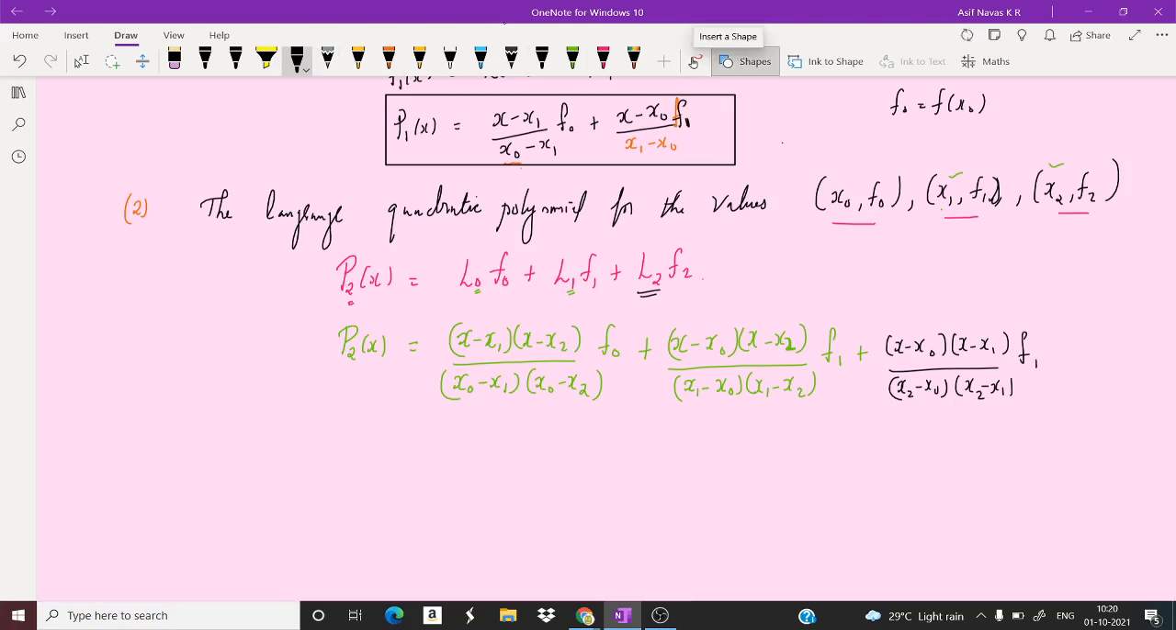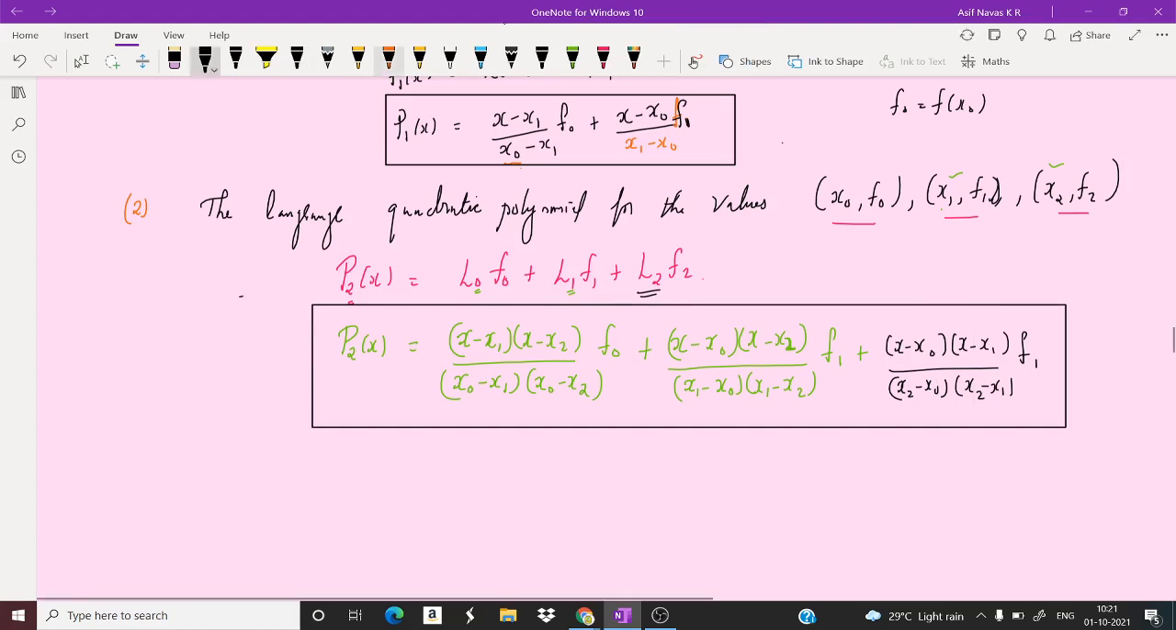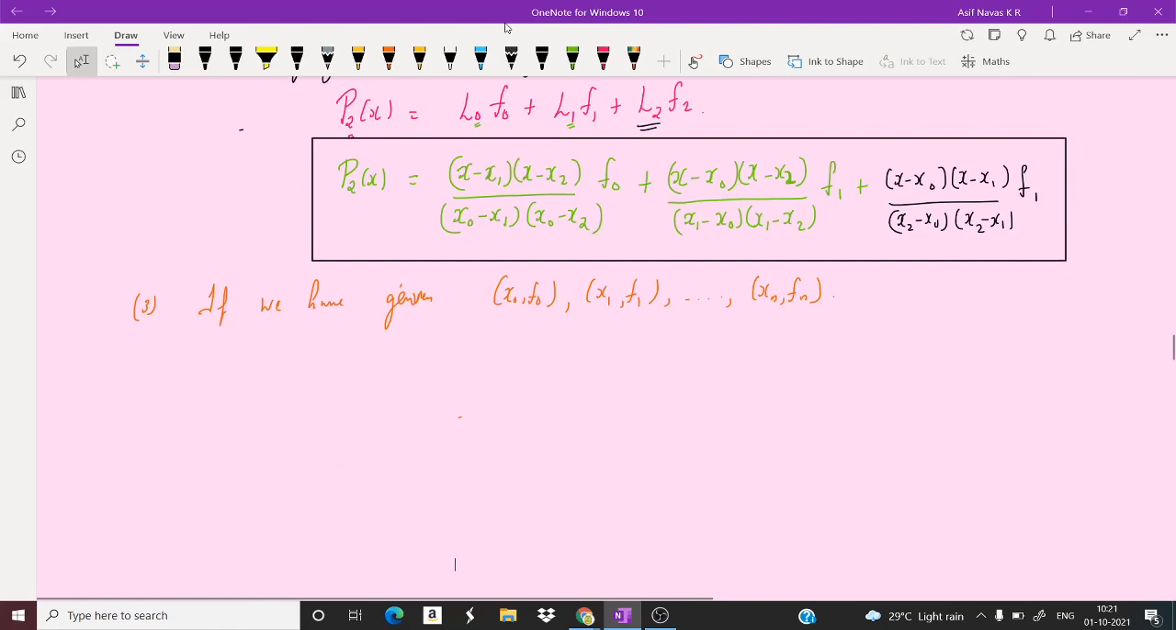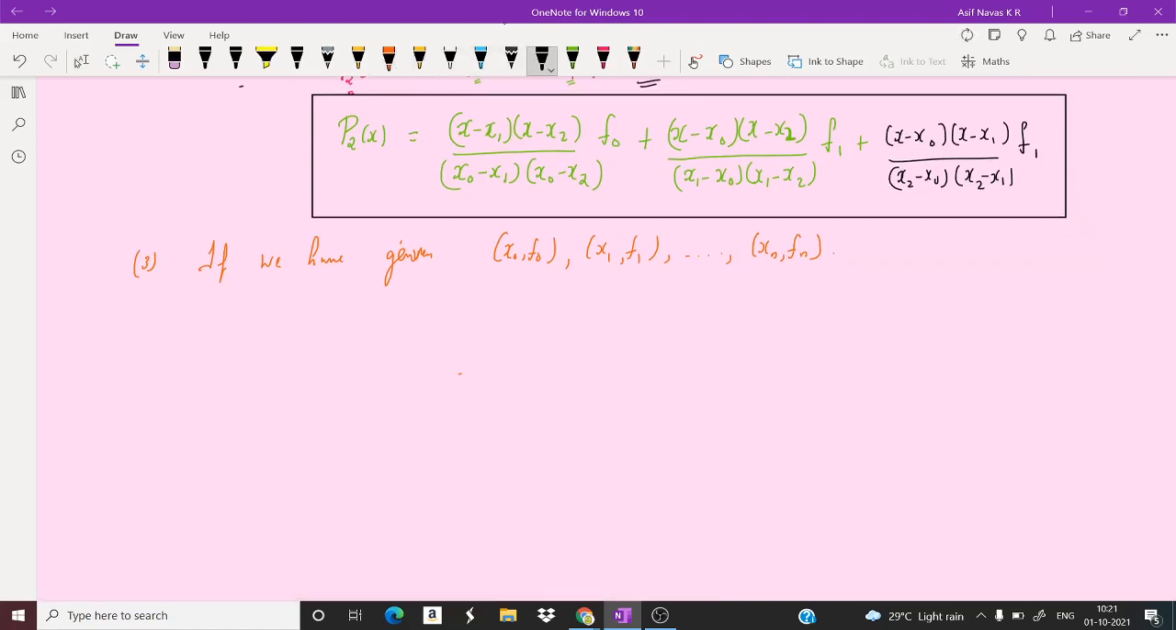So now we can generalize the Lagrange interpolation formula for a polynomial of degree n. Okay, so if we have given x naught f naught, x1 f1, etc. up to xn fn. So if we have given n values, then the Lagrange interpolation formula Pn of x. So first I will write, it is L naught F naught plus L1 F1 plus etc. Ln Fn.